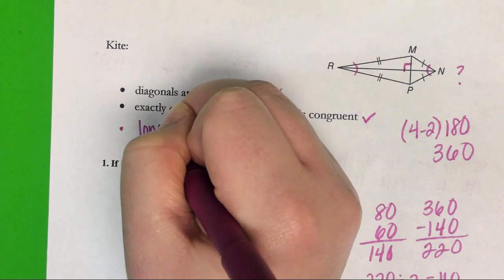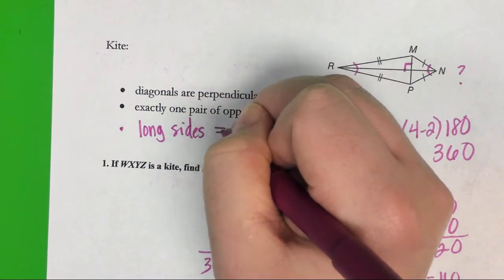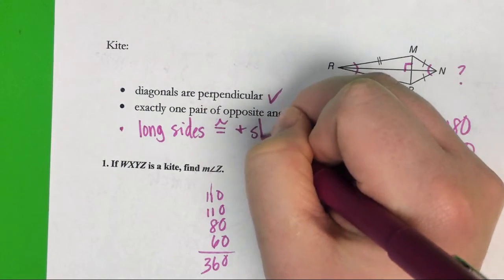Long sides congruent. I can't talk to you. Give me like 2 minutes. Congruent. And short sides congruent.